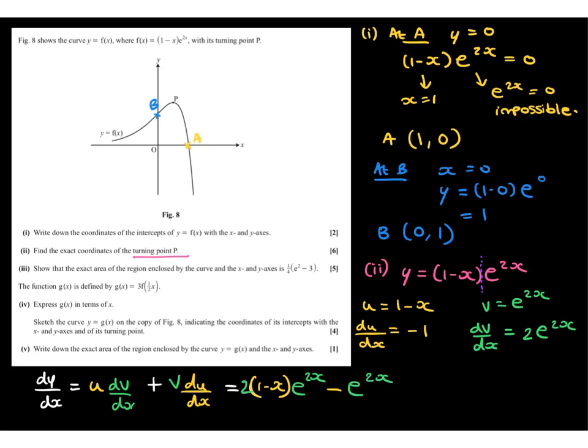Now this can be simplified if we expand the brackets and collect like terms. We can see that we get e to the 2x minus 2x e to the 2x. So if we want to factorise again, we get 1 minus 2x e to the 2x.